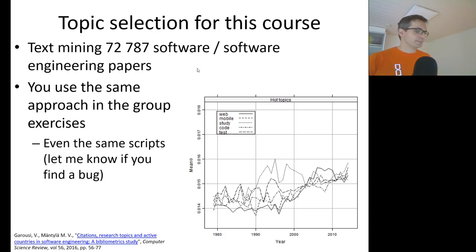In the slide you can see the word code highlighted with this type of dashed line, and you can see it's among the top 5 rising trends starting from 1970s and ending until 2015.